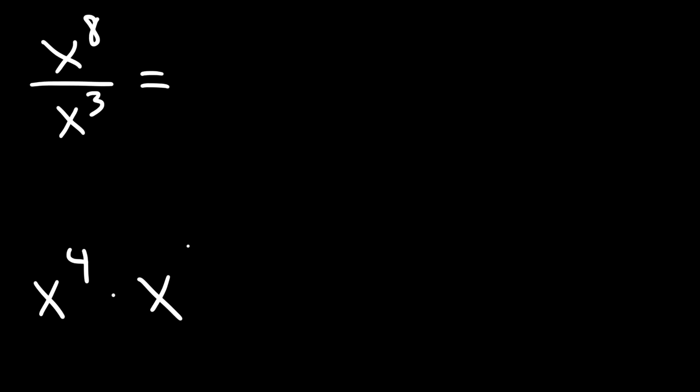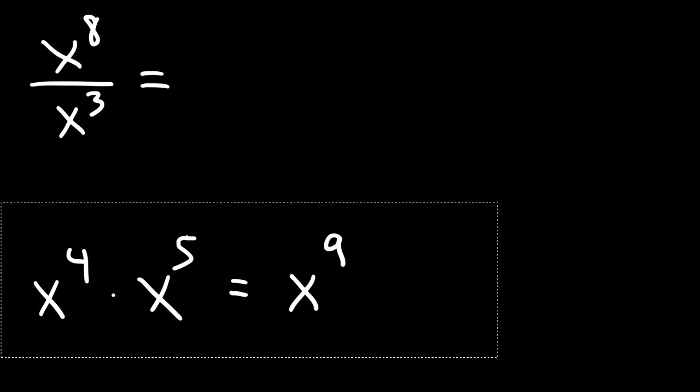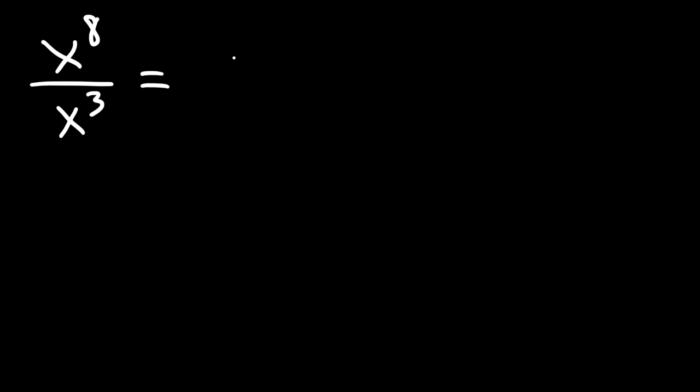Now let's say we have x raised to the 8th power, and let's divide it by x cubed. So what should we do here? Now in a previous example, we saw that when multiplying two variables together, we need to add the exponents. So in this case, 4 plus 5 is 9. But what about when dividing? In this case, we need to subtract the exponents. So it's going to be the top exponent minus the one in the bottom. So 8 minus 3 is 5.